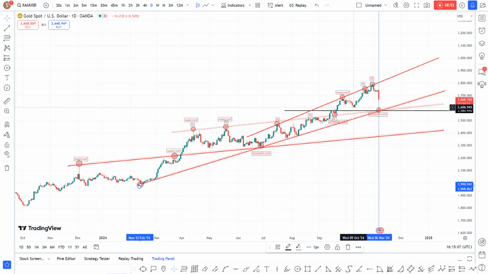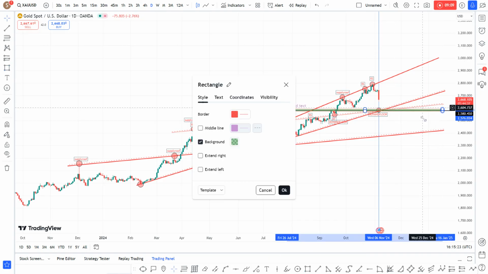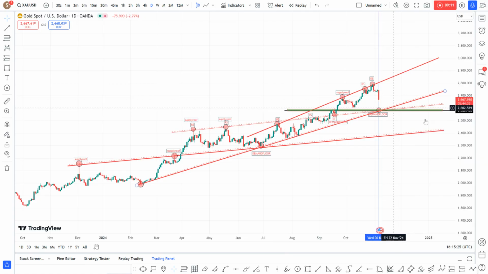2580, where we also have another resistance structure, a break of a resistance structure. Price needs to fill this gap. There is an imbalance from this breakout, so price is expected to return here to fill that void based on strategy. It is based on strategy.